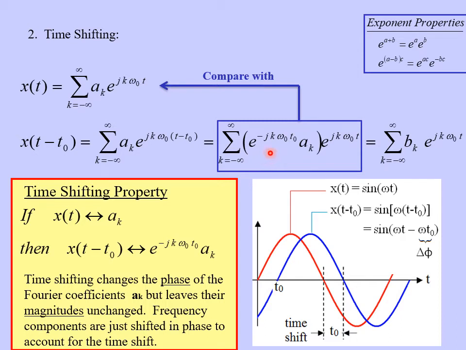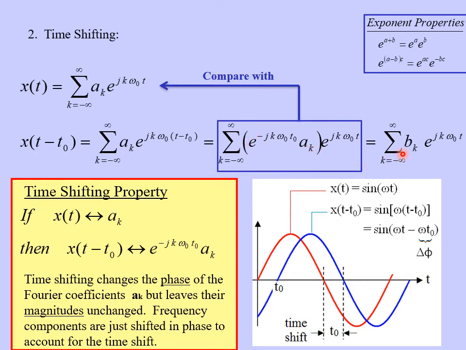I put in parentheses the e to the minus jk omega naught t naught times a sub k, and then out here is e to the jk omega naught t. Now this last term here is the same as this term here. So what that tells us is that when we compare this in the blue box with our original expression here, our new coefficients, let's call them b sub k, must be everything inside the parentheses here.